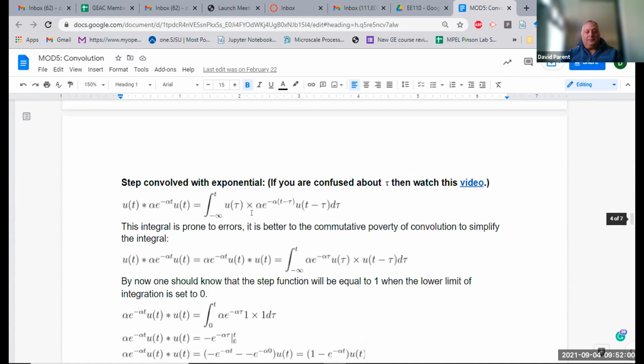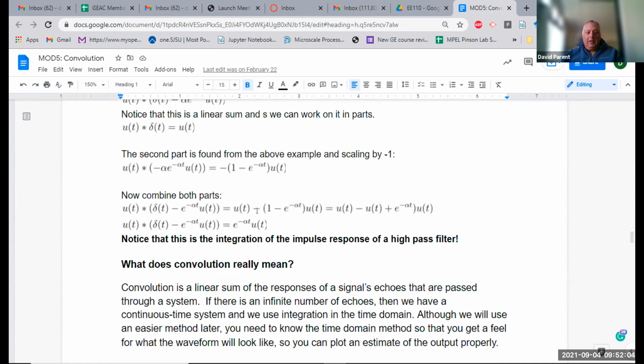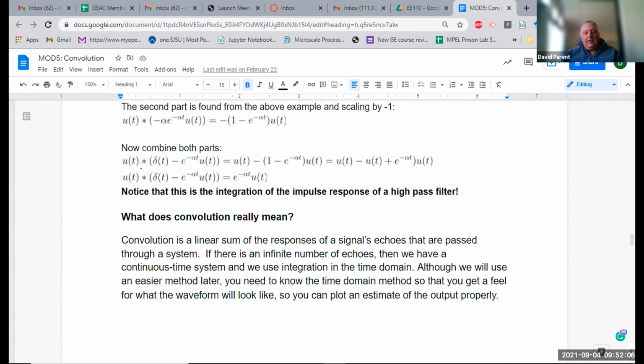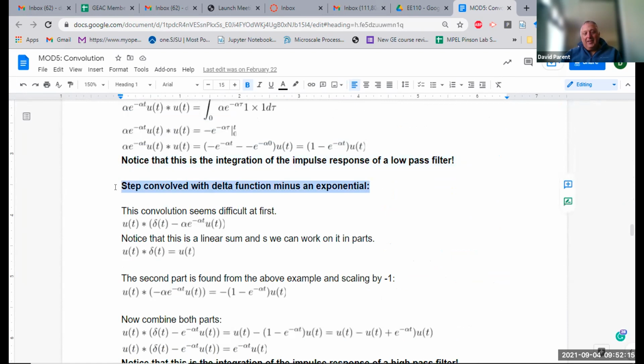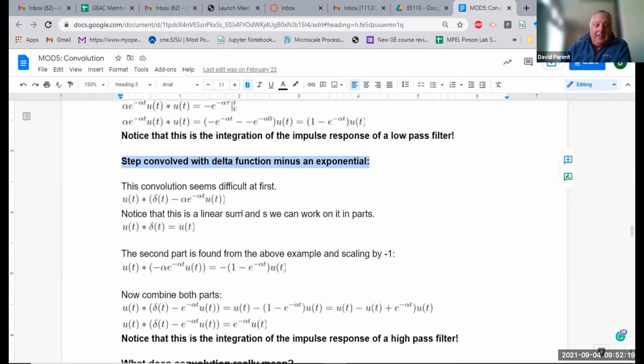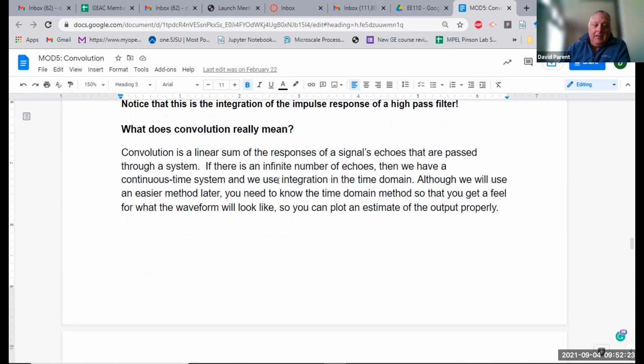All right. But, and yeah, step convolved with delta function minus an exponential. That in fact is that, you know, I called it something different. But in fact, that's the derivation I did, but neater and maybe with fewer steps.